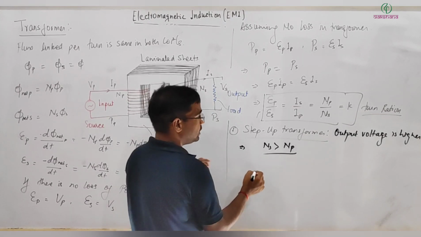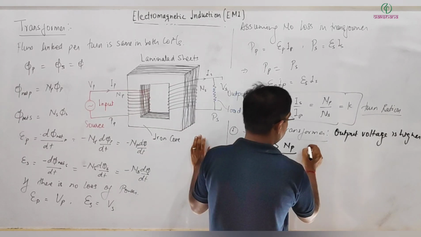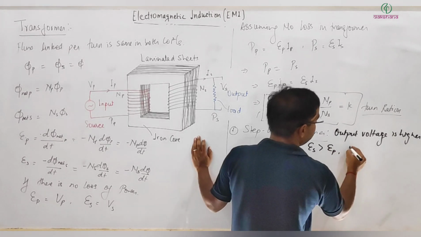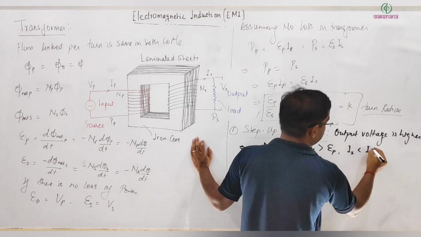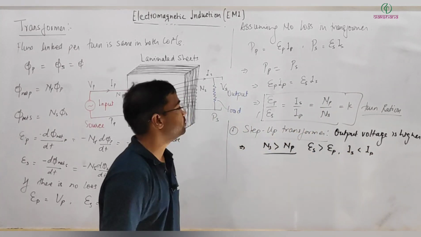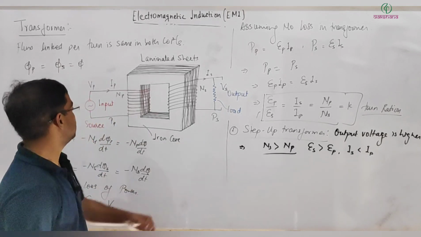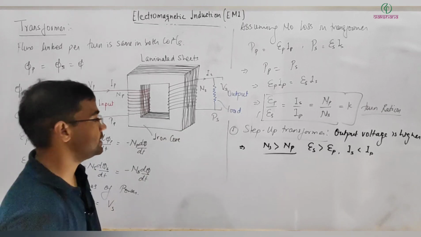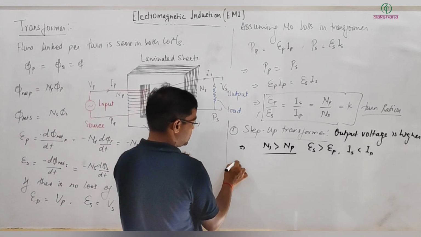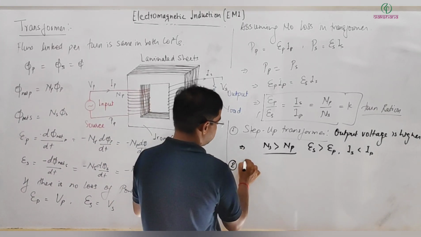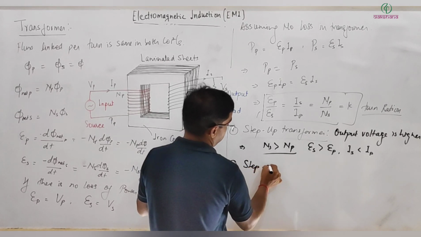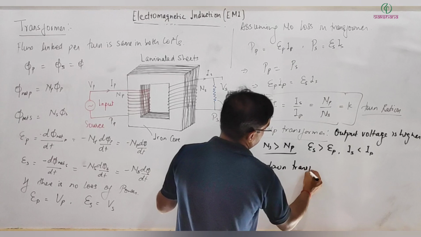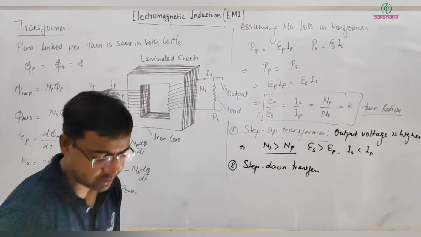Similarly, that will be called your step down transformer. In the step up situation, E secondary will be higher than E primary, and I secondary will be less than I primary. Power input will still be the same, the number of turns we already got, and power is still the same. Current, yes, we got the relation. Next part is the step down transformer. Let me write this a little bit.